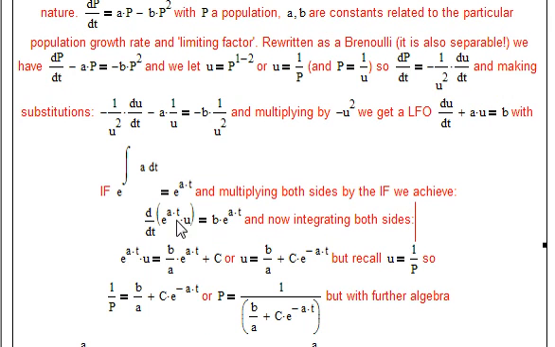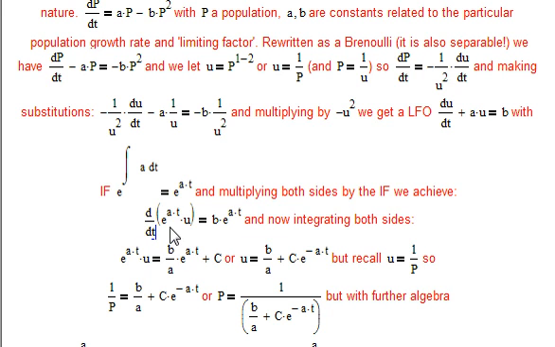So now we want to integrate both sides. Well, integrating a derivative, we just drop the derivative. We get e to the at times u equals the integral of b e to the at. Be careful. When you integrate e to the at, you multiply by 1 over a. So b over a times e to the at plus our arbitrary constant. Now we would divide both sides by e to the at, multiply by e to the negative at, any way you want to say it. So we would get u equals b over a plus c times e to the negative at.